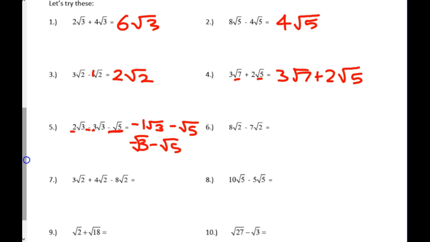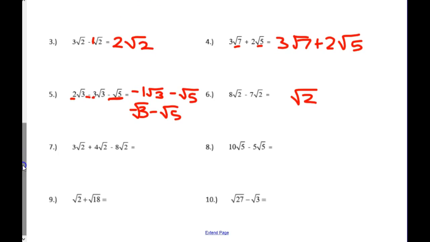Okay. Number 6, what's the answer? 1 square root of 2. Now 7, if you have 3 terms that are the same, that's okay. Combine like terms. 3 plus 4 is 7, minus 8, negative 1 square root of 2. What about 8? What is it? 5 square root of 5, easy.